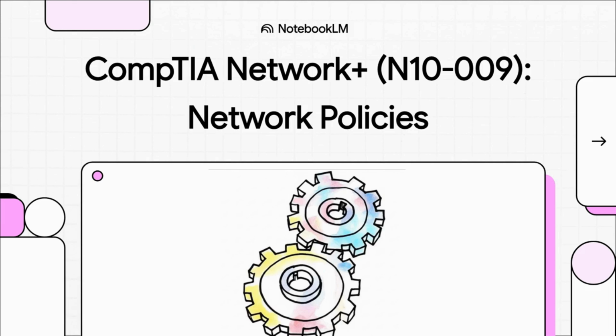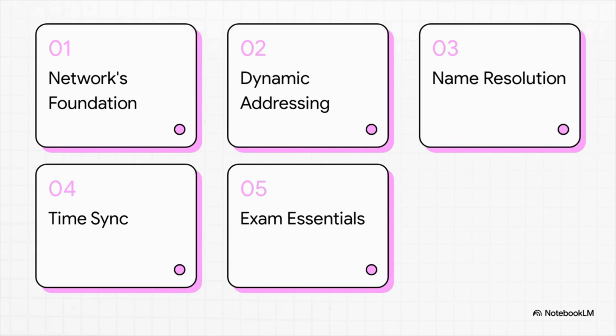Today, we will talk about Section 3.4 from the CompTIA Network Plus exam. All right, so here's what we're going to cover. First, we'll look at the network's foundation. Then, we'll dive into how your devices get online with dynamic addressing. After that, we'll tackle name resolution, how we find everything on the internet. We'll also touch on time sync, which is more important than you might think. And finally, we'll wrap it all up with a rapid-fire review of the exam essentials. Sound good? Let's jump in.